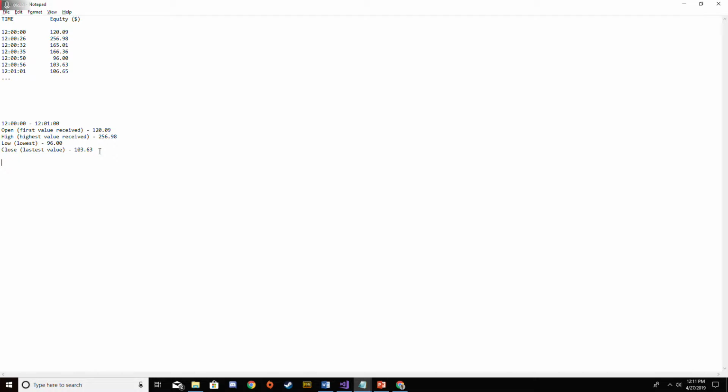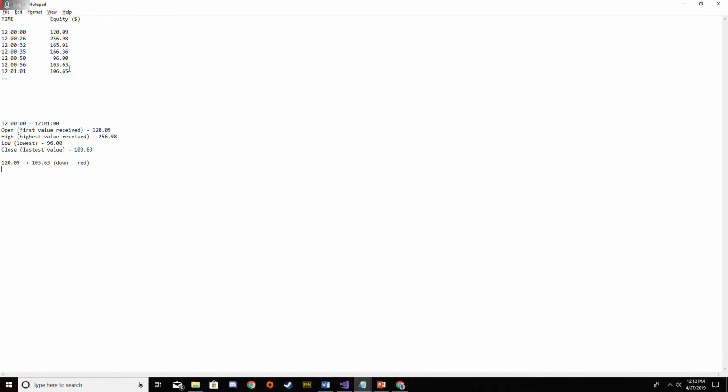So in the comparison between the open and the close, which is higher? The open. What does that mean? That at the end I had a decline. I had 120.09, and it went to 103.63. So this is the value of my equity. What does that mean? It went down. So if it went down, it's going to be red.